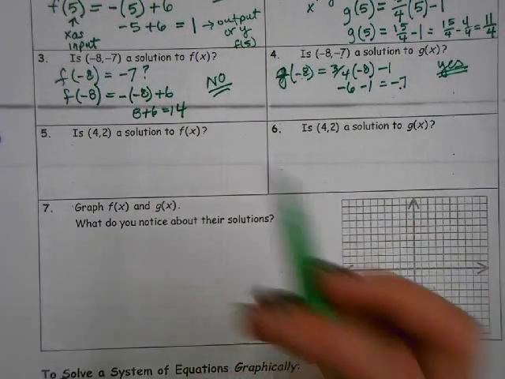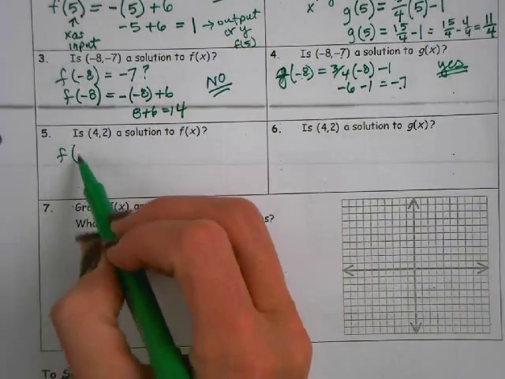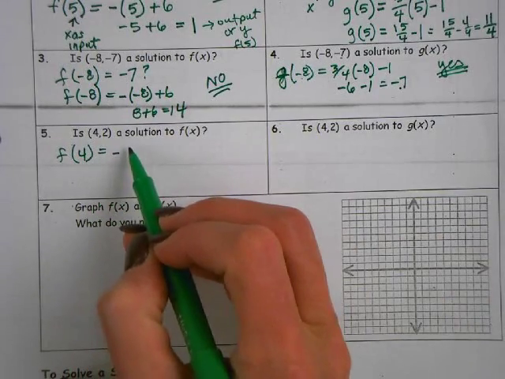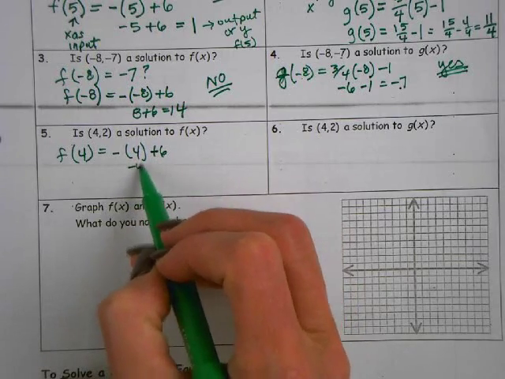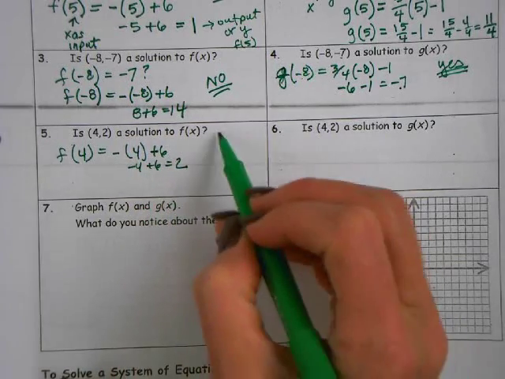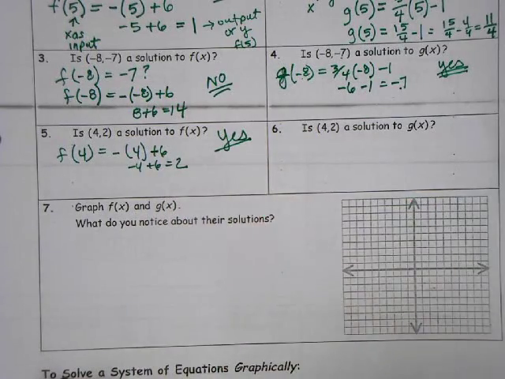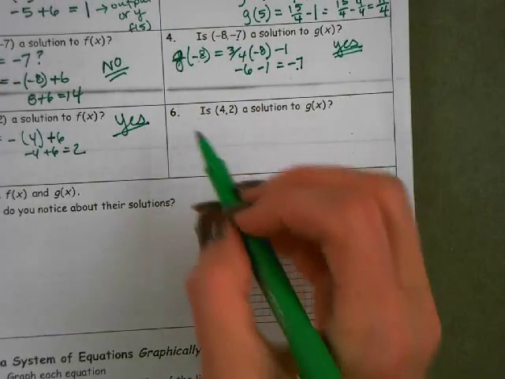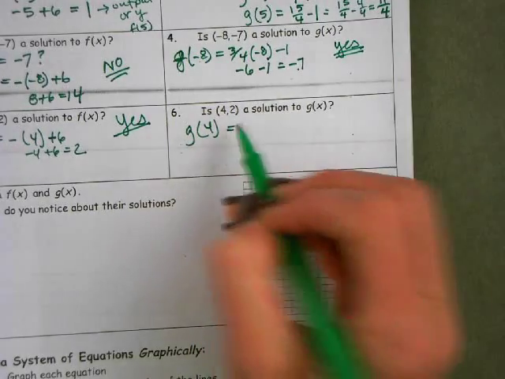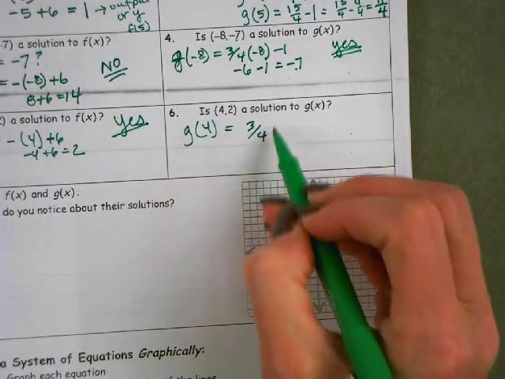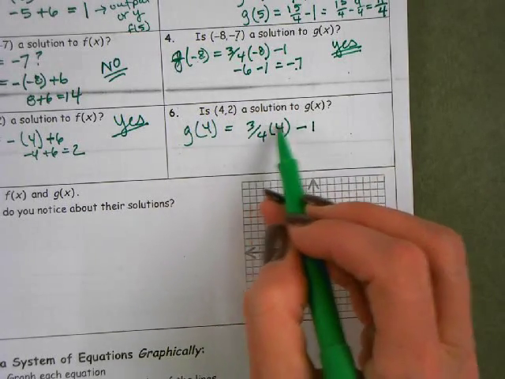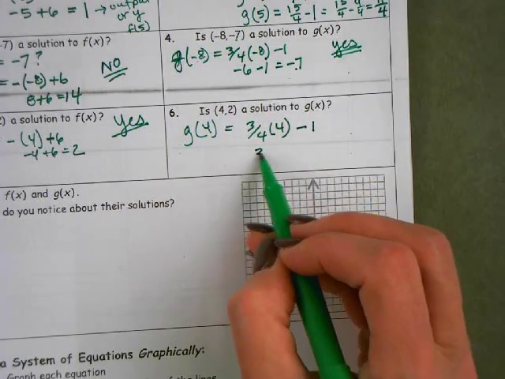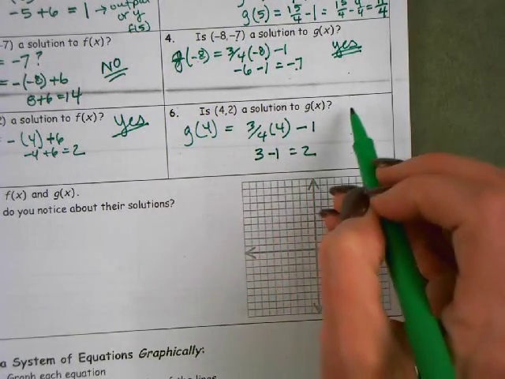And if you did the (4, 2), you have f of 4, and that equals negative 4 plus 6. So that's negative 4 plus 6, that equals 2. Therefore, this is yes, it is a point on the graph. Okay? And then we do the next one, g of 4, and that's going to be 3/4 times 4 minus 1. So that's 12 divided by 4, which is 3, minus 1, that equals 2. And this is yes.